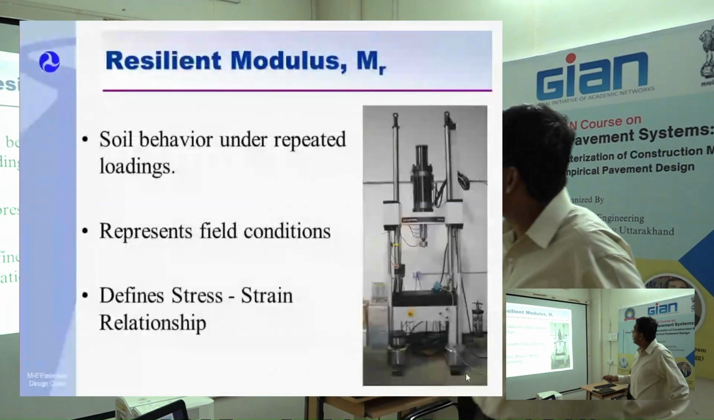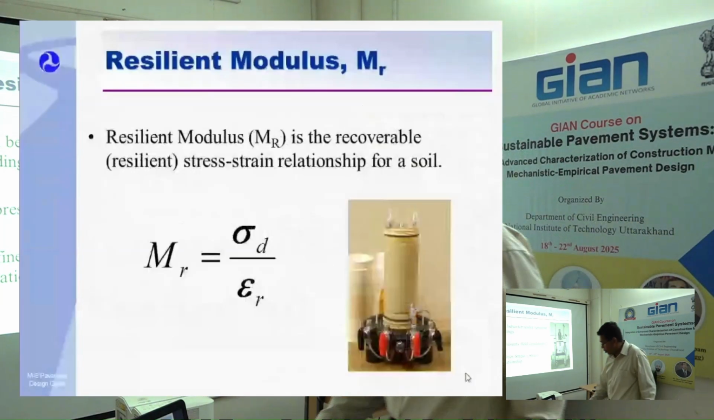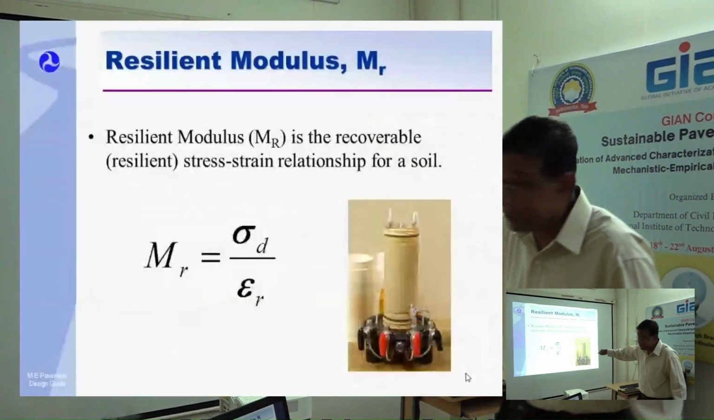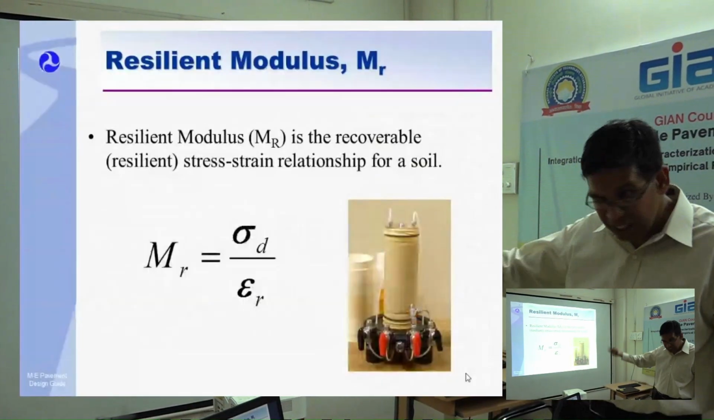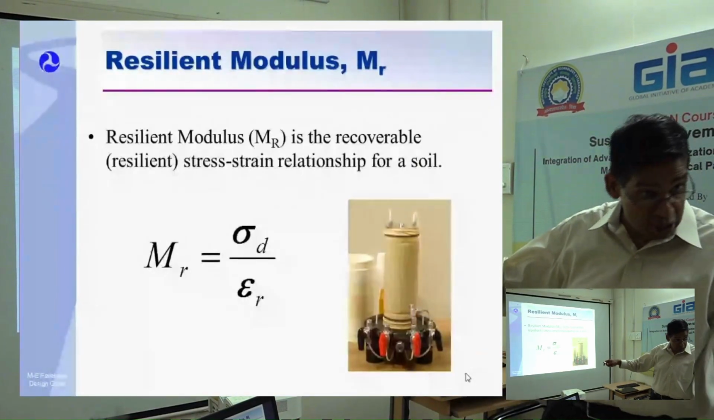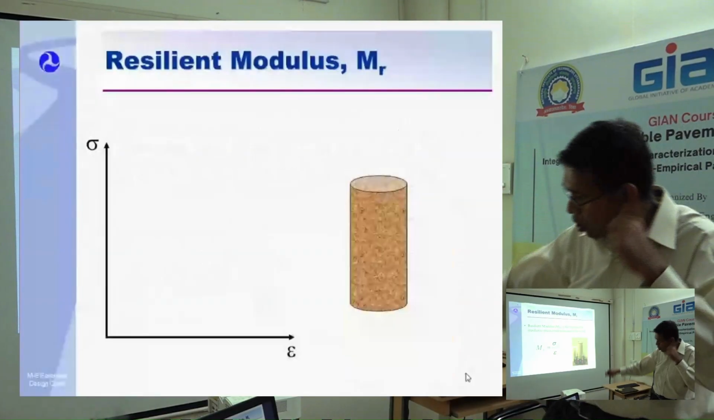Soil behavior under repeated loading represents field conditions and defines the stress-strain relationship. This is already covered before. This is the deviatoric stress versus the resilient strain. It's good to get a little review. It depends on the recoverable, the resilient strain. There is permanent strain, but by definition, this ignores it.